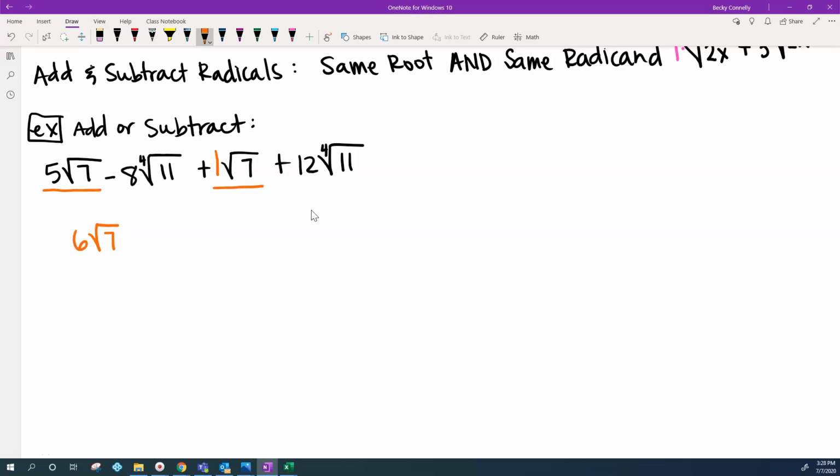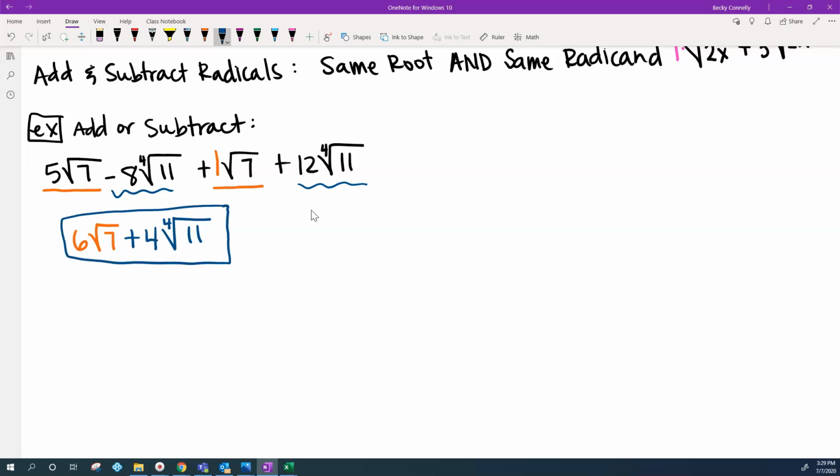All right, then on the other two, I can combine these together as well, because they're both fourth roots of 11. So I combine what's together on the outside. Negative 8 plus 12 is a positive 4. So plus 4, fourth root of 11. And then that will be my answer.